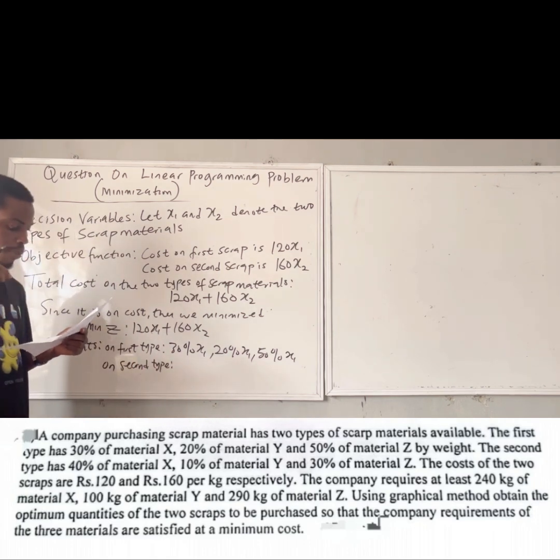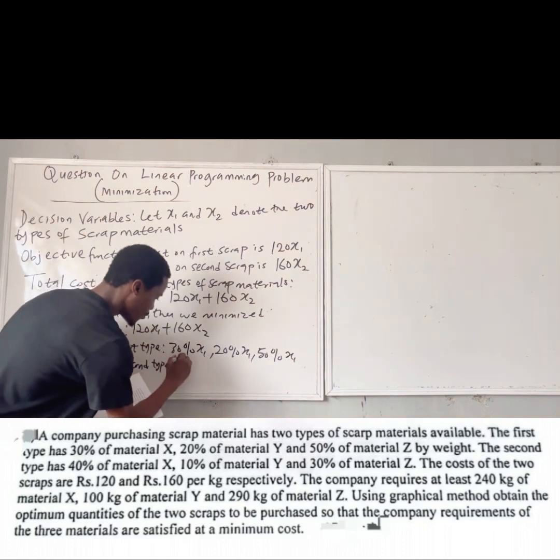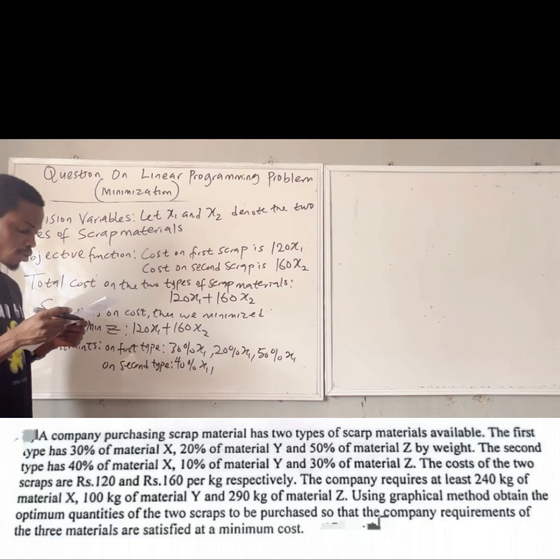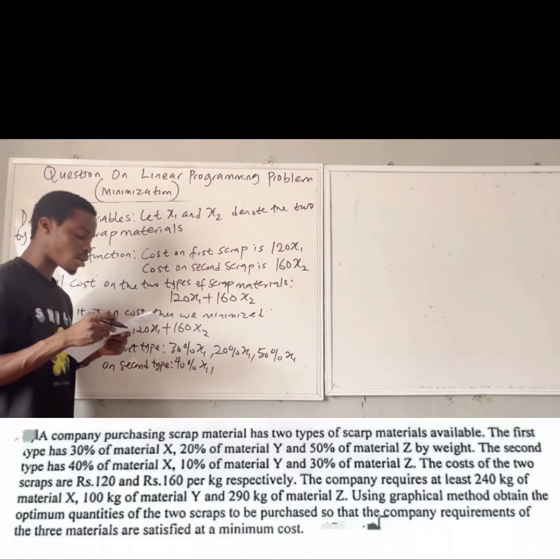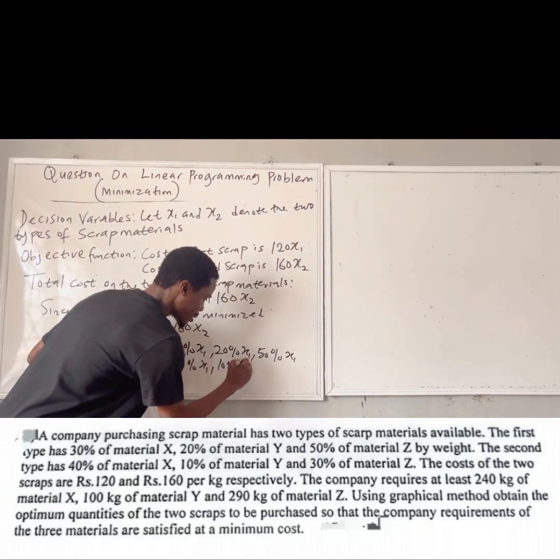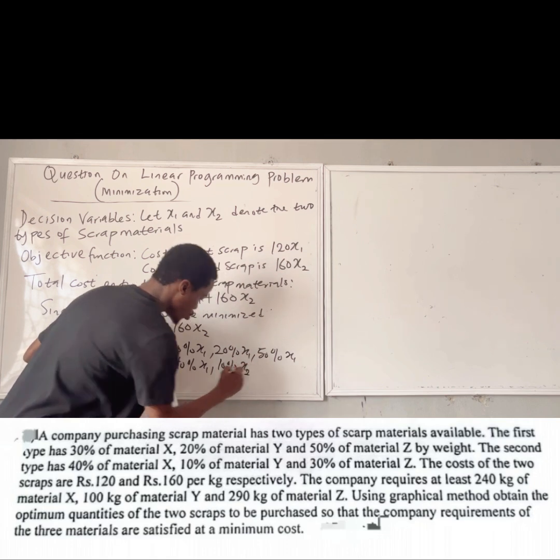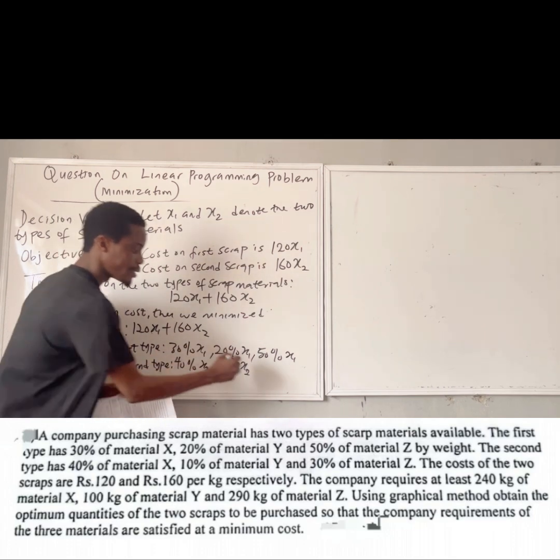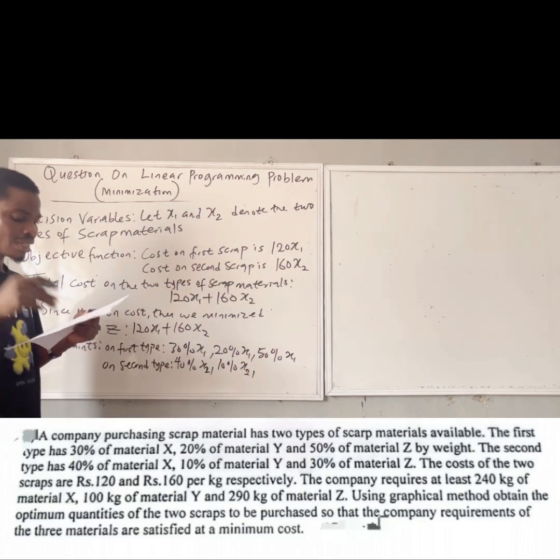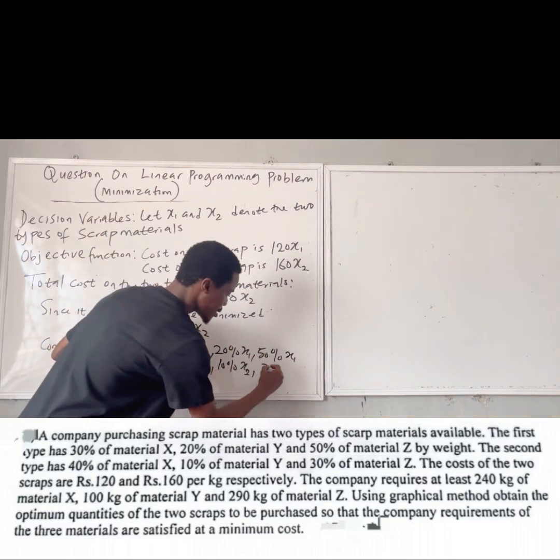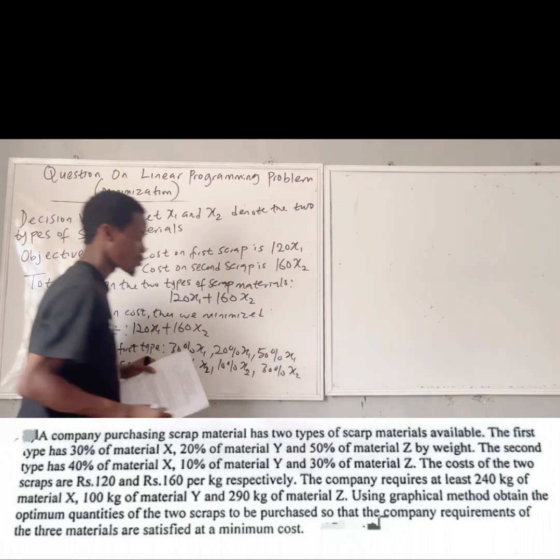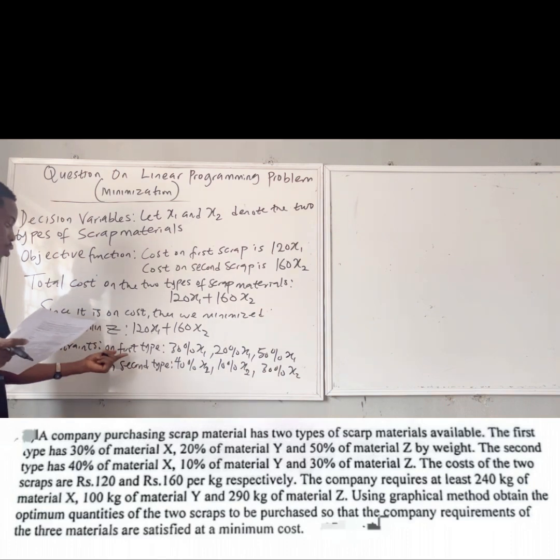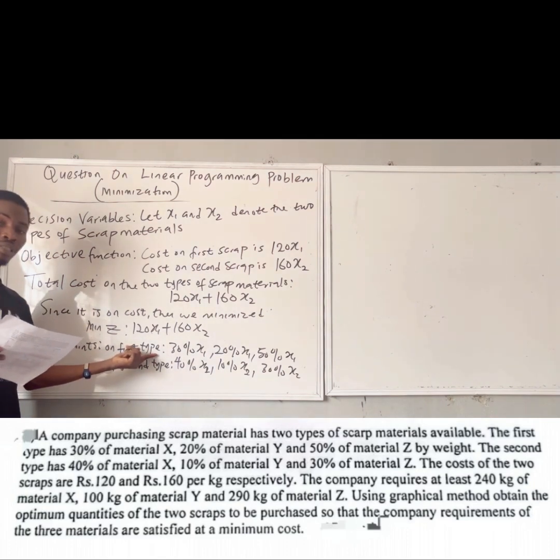The second type has 40% material on x1, then 10% material of y, which is S2. We are dealing with the second type, which is S2. And on Z, we have 30% of material Z. So these are the constraints. That is on the type of material of the scrap.